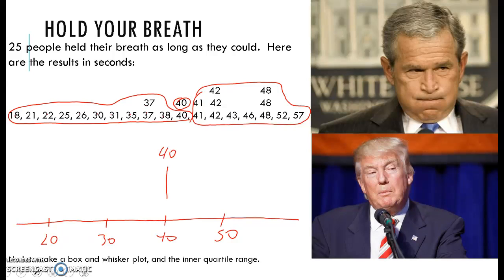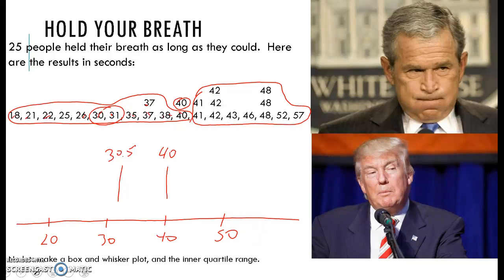If I take the 6 that are on the bottom, 1, 2, 3, 4, 5, 6, and then 1, 2, 3, 4, 5, 6, we are right between 30 and 31, which is going to be 30.5. That's called the first quartile. So that means a fourth of the people can hold their breath shorter than 30.5 seconds, and 3/4 more than 30.5 seconds.